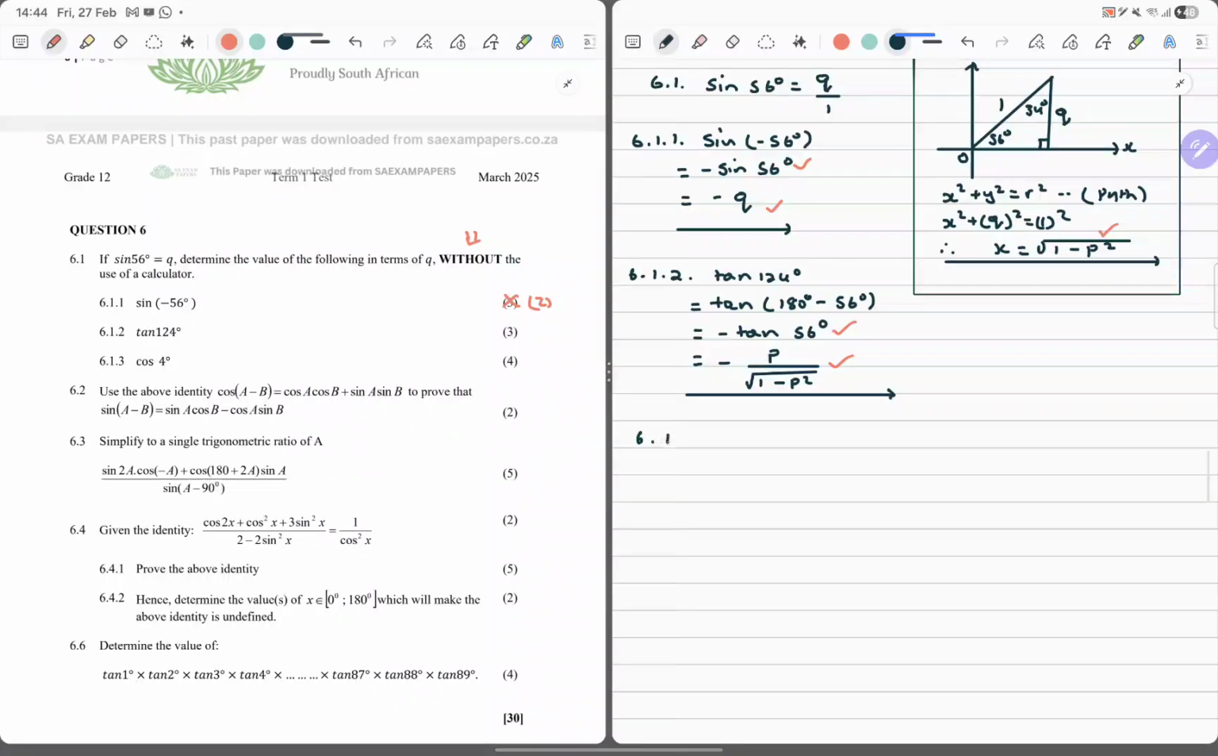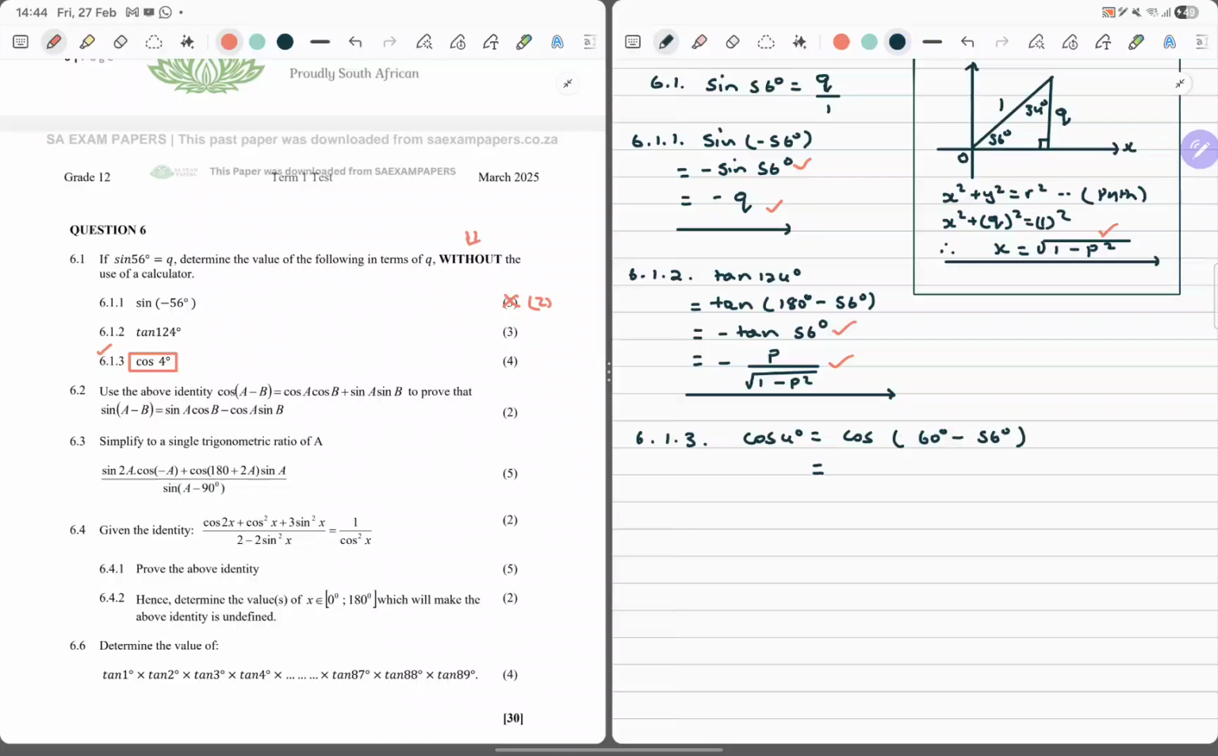So 6.1.3. We now need to evaluate cos of 4 degrees. Now this is a true grade 12 question. So how did we get 4? So we know that cos of 4 degrees is the same as cos of 60 degrees minus 56 degrees. Now remember, we could even use that 34 if we had to. But a combination of special angles is going to be good. So this is equal to, what is this?